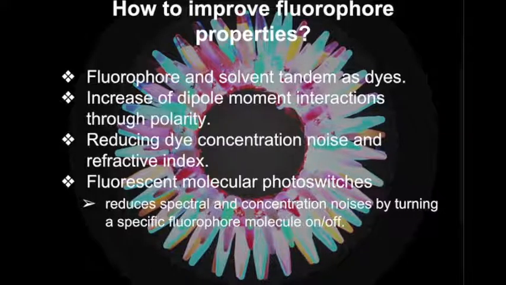Lastly, fluorescent molecular photoswitches can be used to turn on or off a fluorophore and allow direct measurement of the target molecule with reduced concentration noise. This process is called photoisomerization.